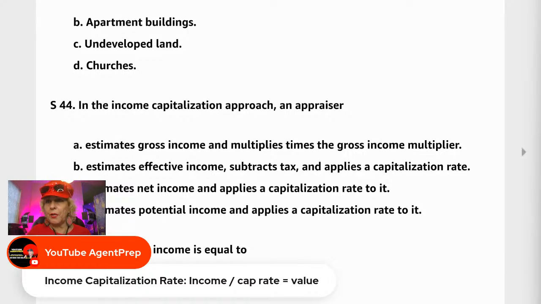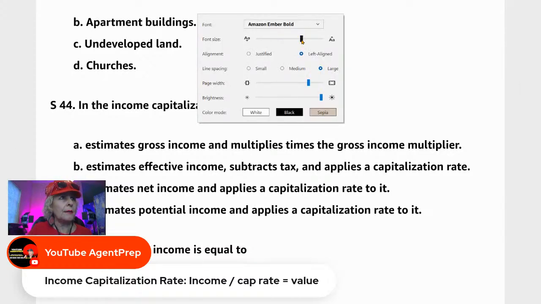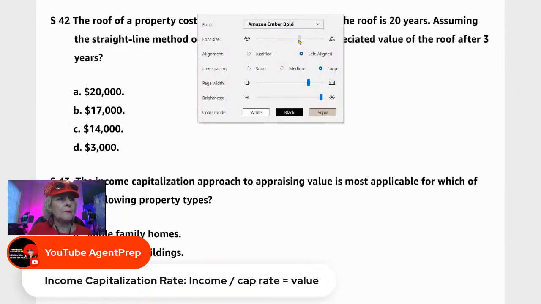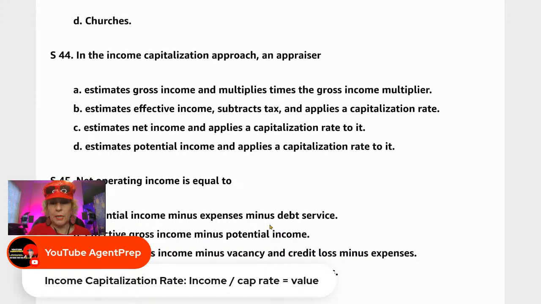All right, number 45. Any questions on that? It doesn't seem like a math problem, but it is a math problem.